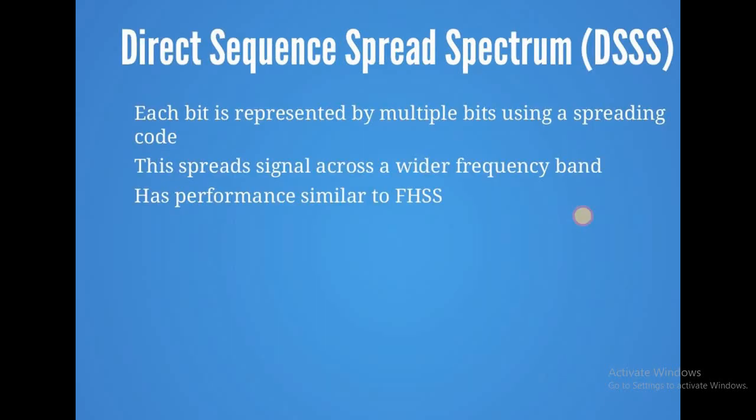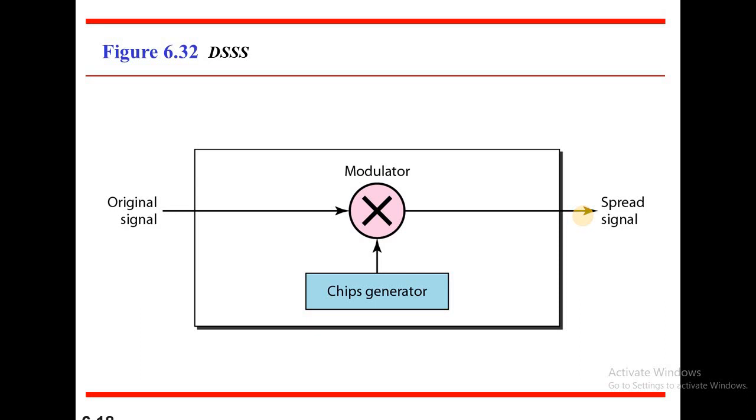And the next one is DSSS. What is DSSS? Direct sequence spread spectrum. In this, each bit is represented by multiple bits using a spreading code. This spreads the signal across a wider frequency band and performs similarly to FHSS. In the direct sequence method, the original signal is sent and then the modulator multiplies it with the chip generator. What is the chip generator?